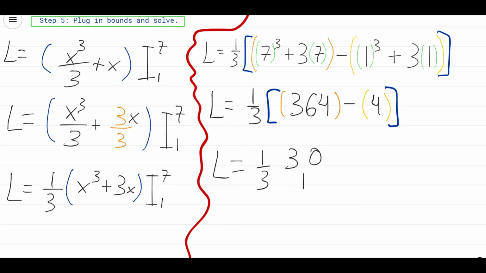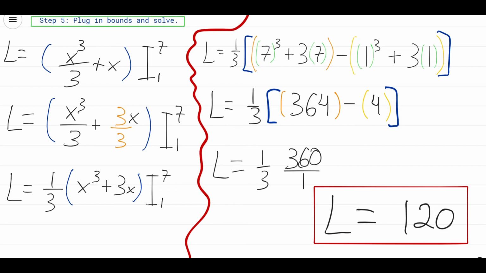Thus, 1/3 times 360 minus 4 is 364 minus 4, which is 360. Thus, our L is equal to 360 divided by 3, which is equal to 120. Now let's move on to a different example.